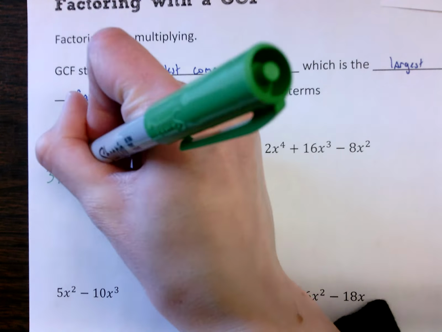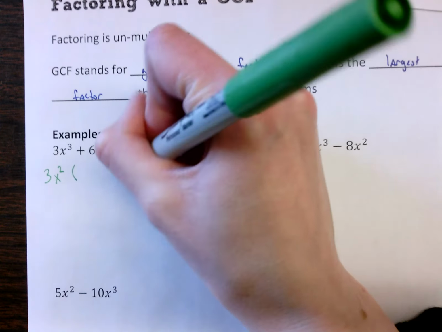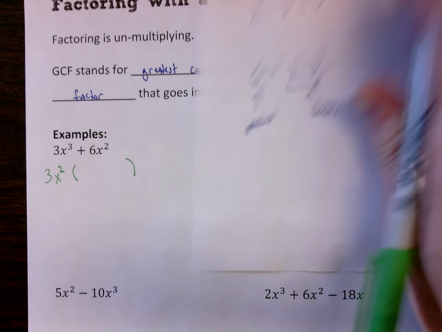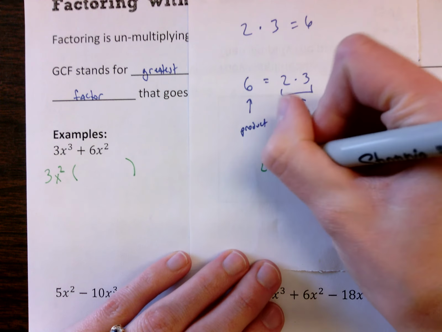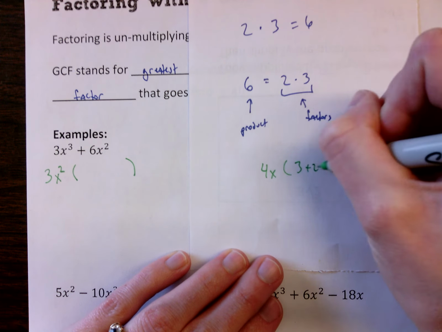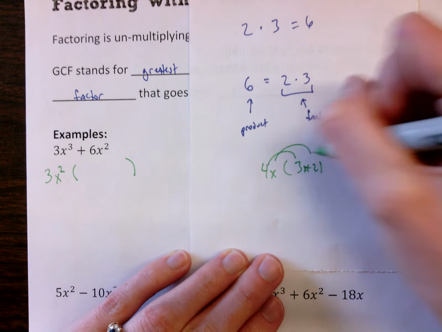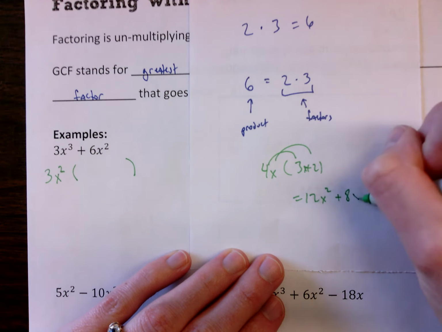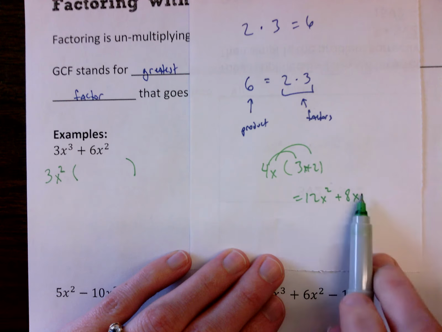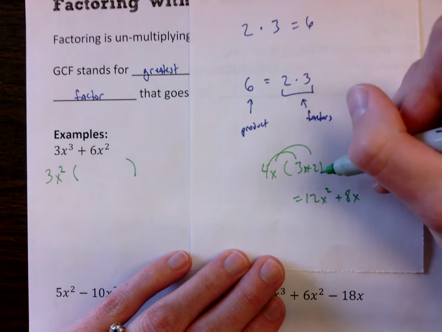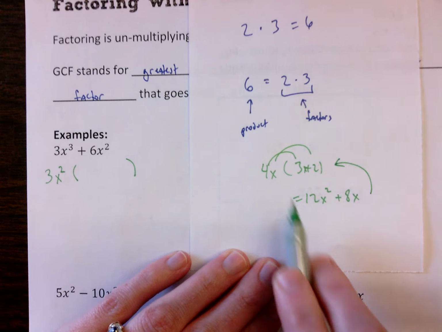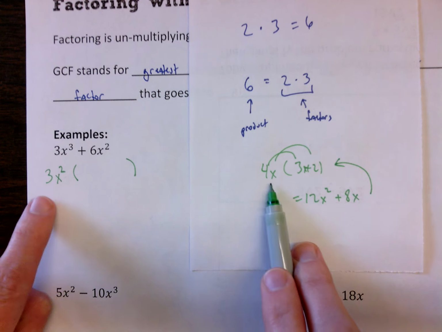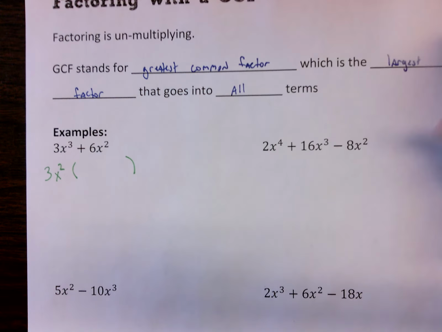Now what we're going to do is we're going to have our parentheses. Essentially what we're doing here is undoing a distributive property. You know how we've done problems before where we've had like 4x times 3x plus 2, and we've distributed it and said, well, that's the same as 12x squared plus 8x. What we're doing now is we're starting here and we're going back this direction. So this is what our answer is going to look like for this guy. I've got my term in the front, and now I'm going to have the parentheses.